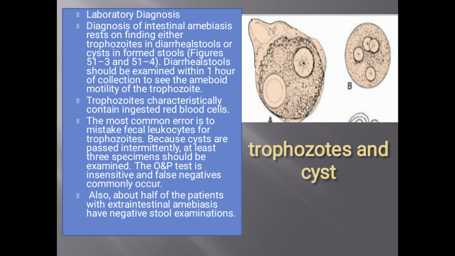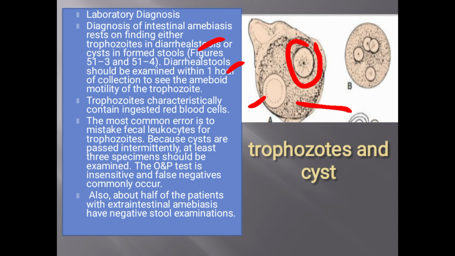Now, laboratory diagnosis. Diagnosis of intestinal amebiasis rests on finding either trophozoites in diarrheal stool, or cysts. Diarrheal stool should be examined within an hour of collection to see the amoeboid motility of the trophozoites. Now the trophozoites characteristically contain ingested red blood cells. This is a trophozoite. This one is the nucleus and the other is the ingested RBC.